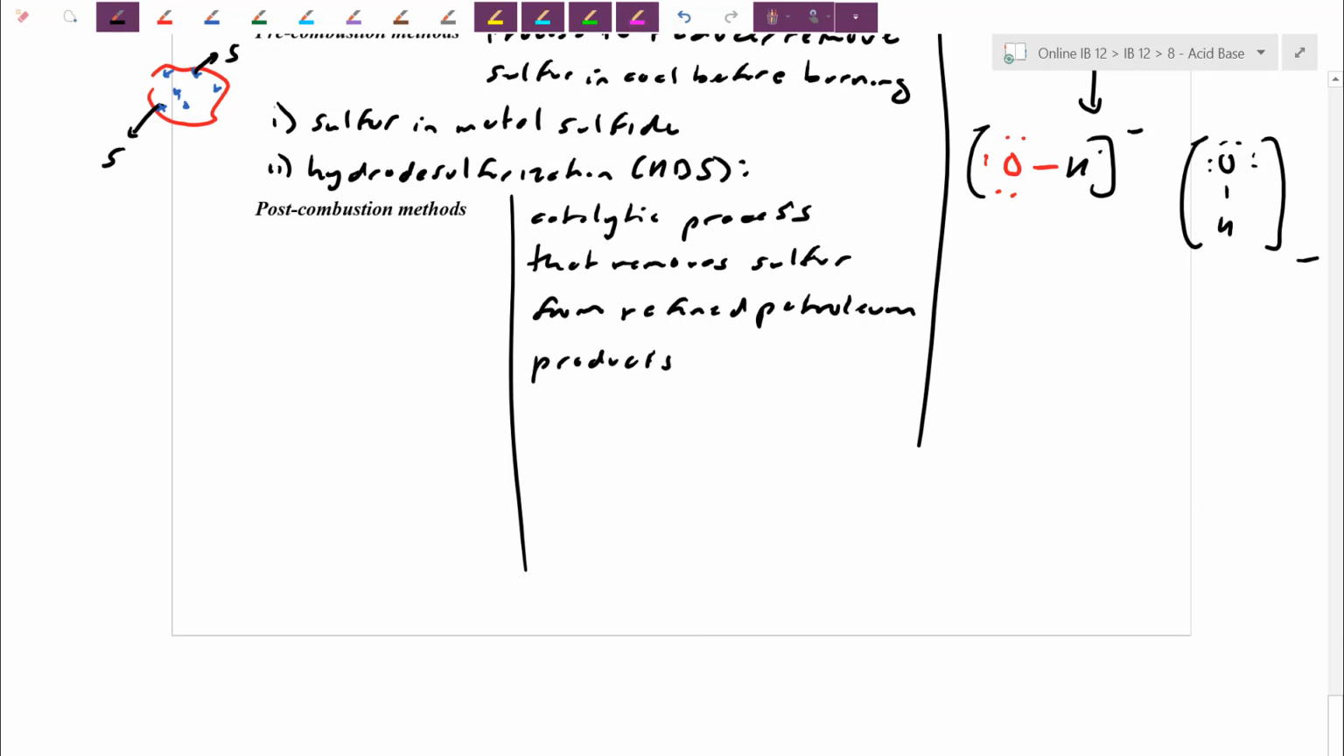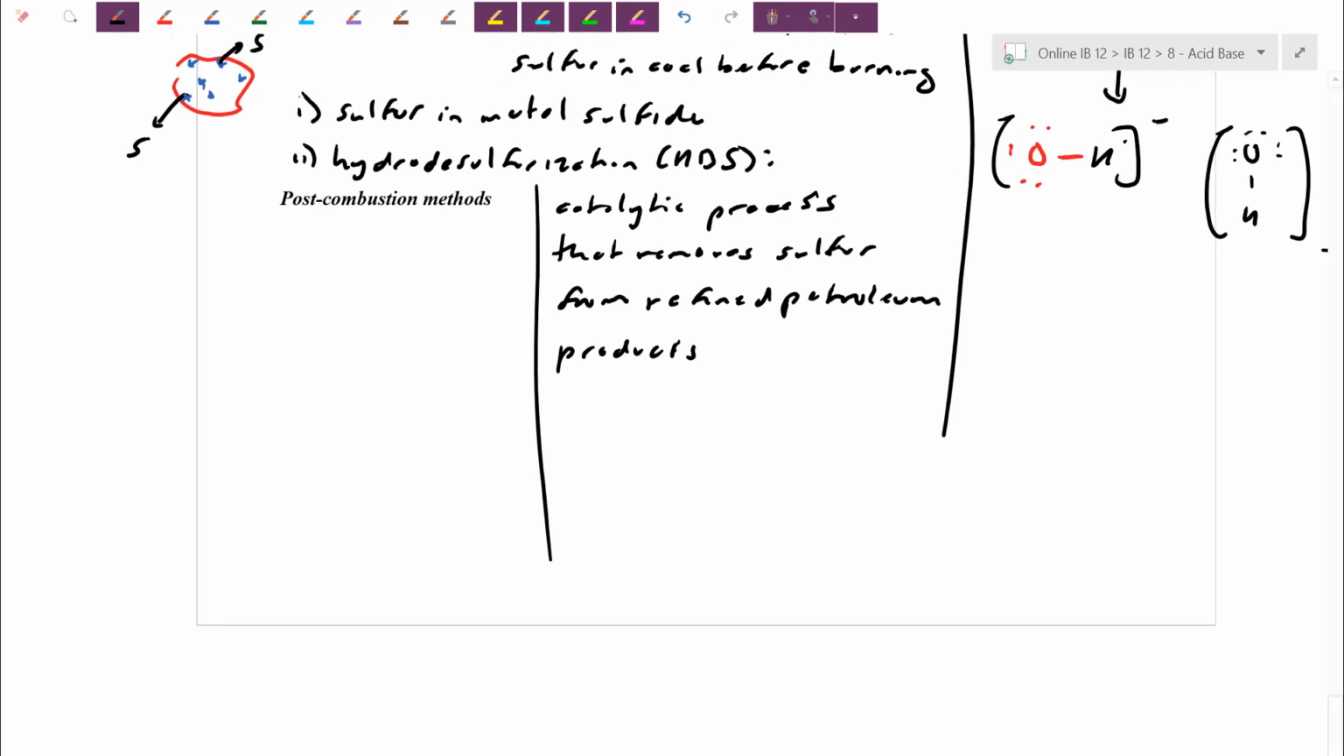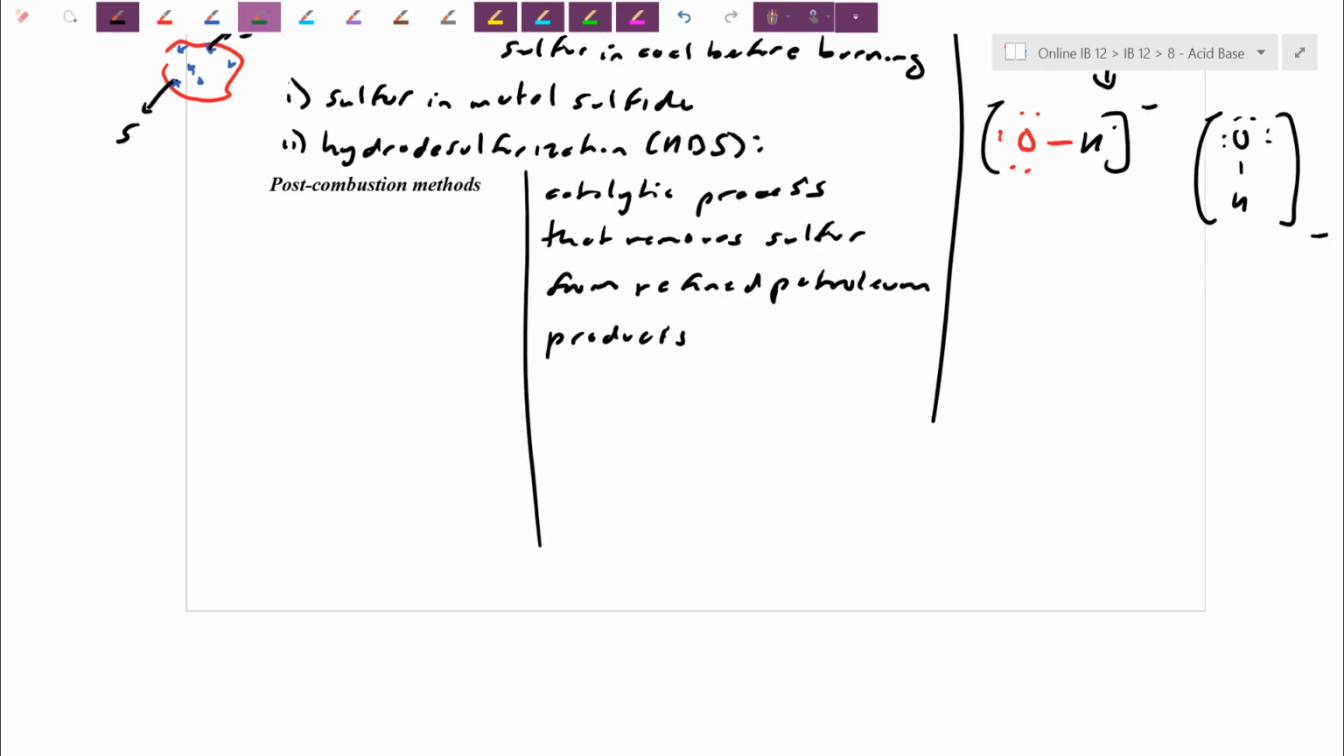If I can do those reactions and get rid of the sulfur before you burn it, then I don't even need the scrubbers to actually grab the SO2 afterwards. Usually it's sort of a combination of those things that can overall help. What about some post-combustion methods here? I'll just do one of them with you here.